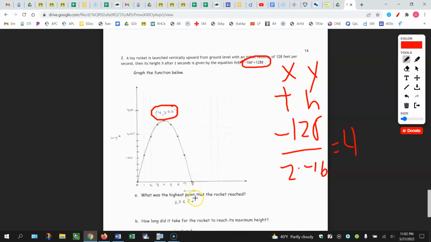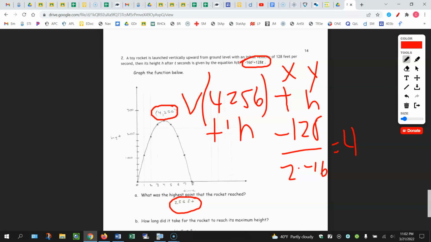What was the highest point that the rocket reached? So keep in mind the vertex was 4, 256. X is the time, y is the height. So the highest point was the 256 feet. How long did it take to reach its maximum height? It took 4 seconds. That's what it's asking in part B. I know that's a little bit cut off. Scroll down in a minute, but it took 4 seconds to reach this max height of 256 feet.